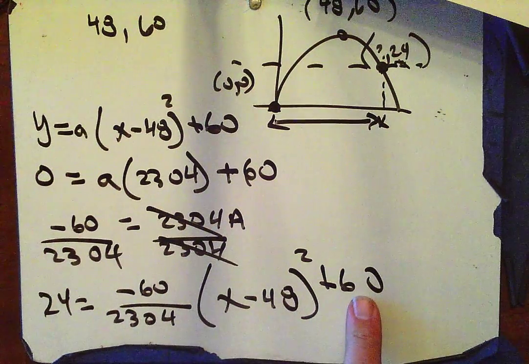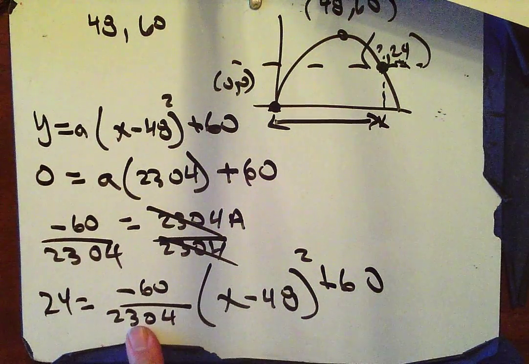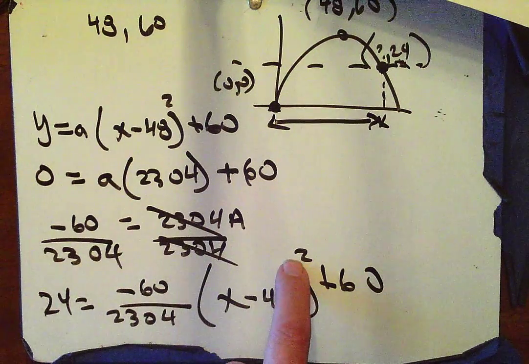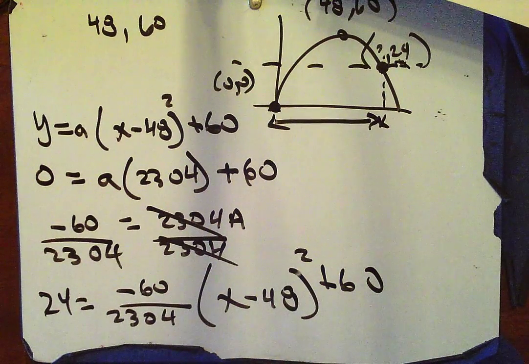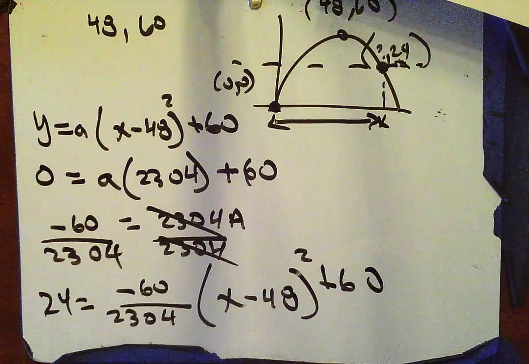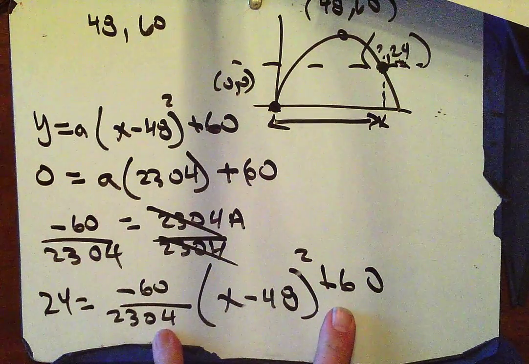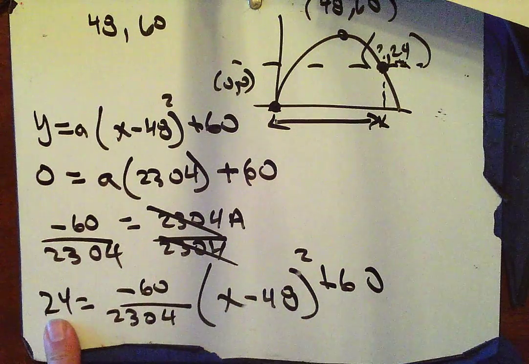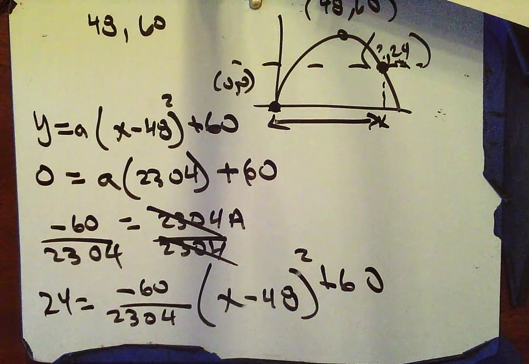I'm going to subtract 60. I'm going to multiply both sides by the reciprocal. I'm going to take the square root, and I'm not going to forget the plus and minus, and then I'm going to add 48. Wow, that seems like a lot of work. Or I can graph this in y1 and this in y2, and I could do second calculate, intersect.